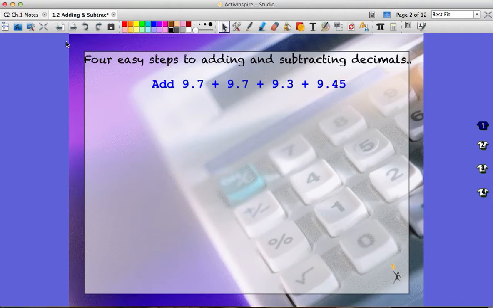Alright, so to start out, we're not going to start with vocabulary. When we move to our properties, you will have to go back to your vocabulary page. However, right now, we're going to talk about how to add decimals. There are 4 easy steps to adding and subtracting decimals. The first step is always to line up your decimals.